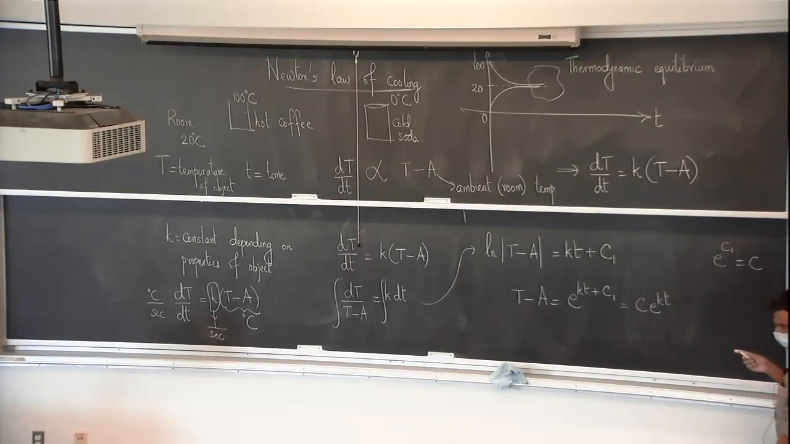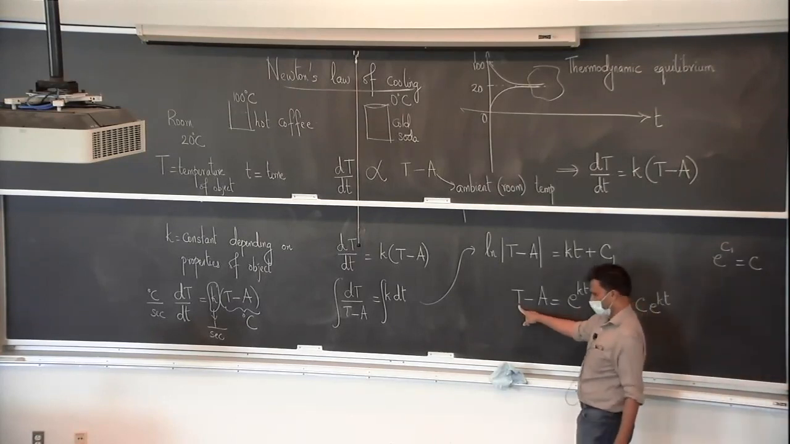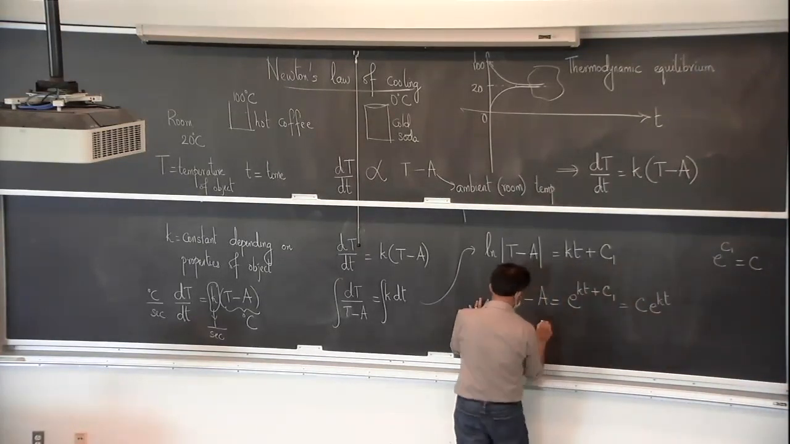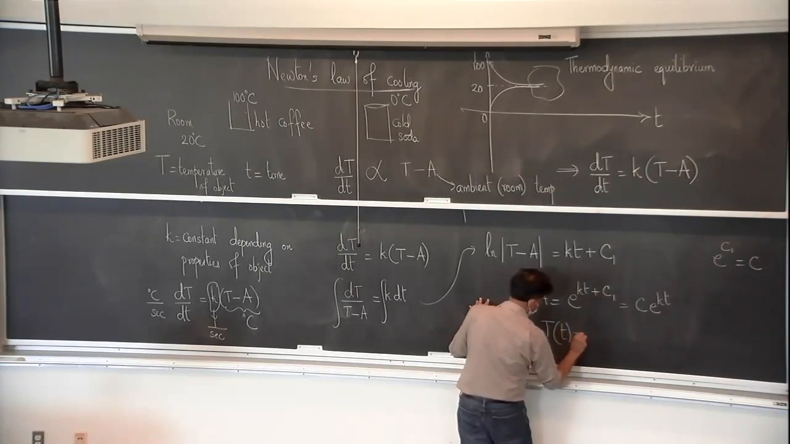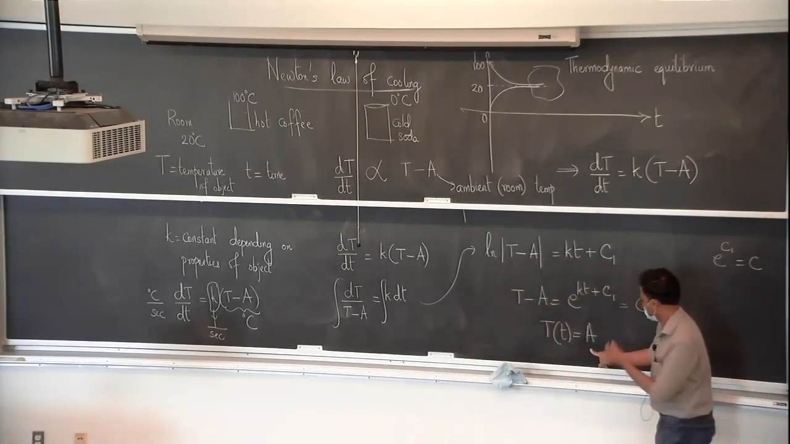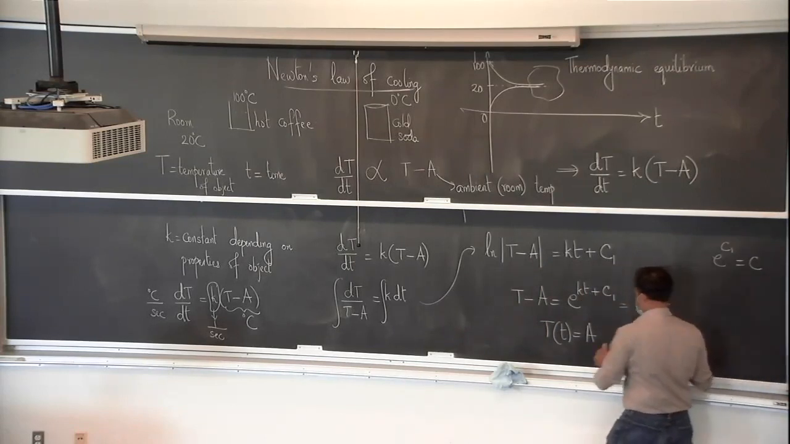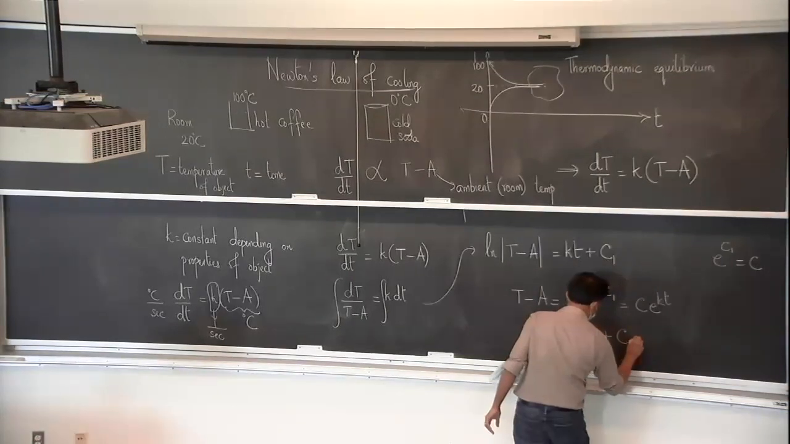Because you have lots of exponents which will separate these two. So T, which is what we are trying to find here as a function of time, equals A, which is the ambient temperature. We should know this, plus this term that depends on the time t, that's going to be A plus C e to the power of kt.